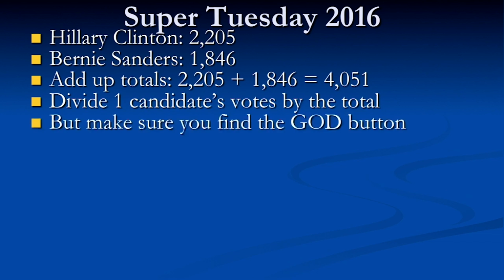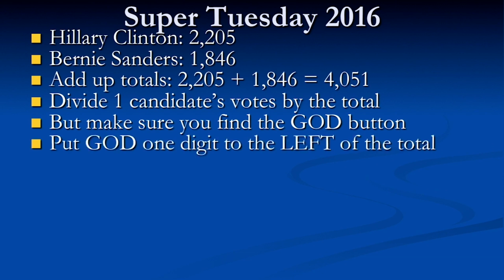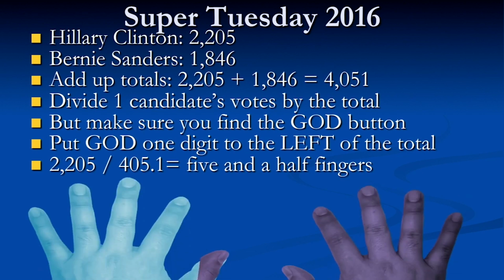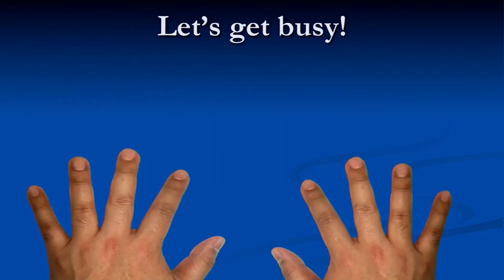But make sure you find the God button on your calculator, which is 1 dot. Then you're going to put the God 1 digit to the left of the total. And you're going to end up with 5.5 fingers, okay? And this is what my diagram looked like for that. You can see that Hillary Clinton has 5.5 fingers and Bernie has 4.5 fingers. So, let's get busy.